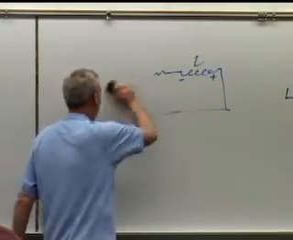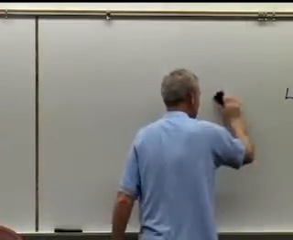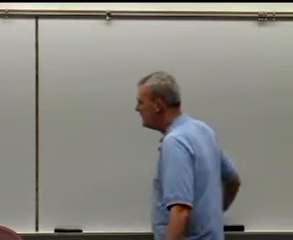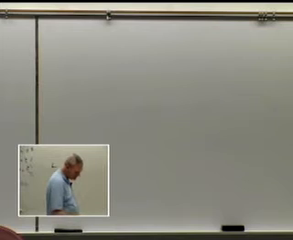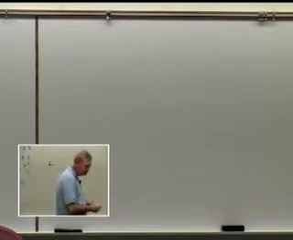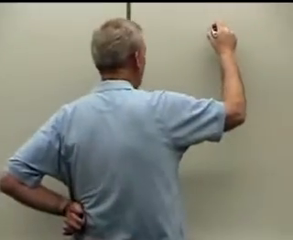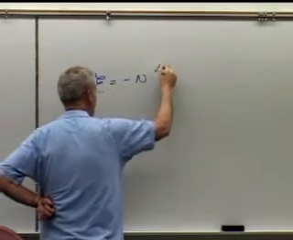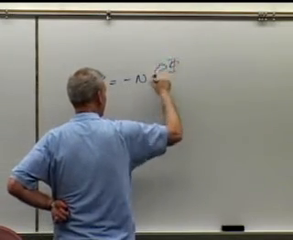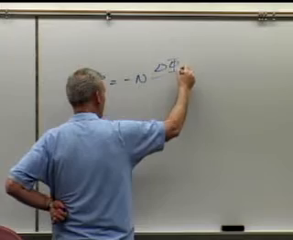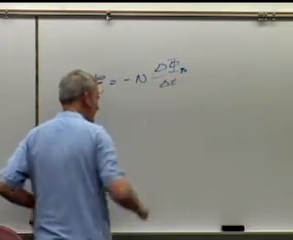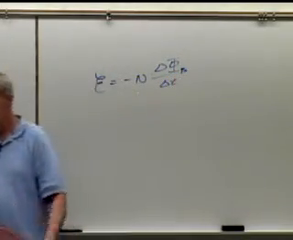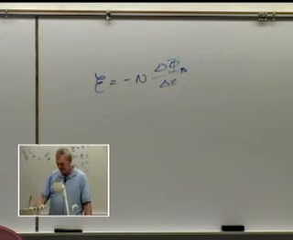Now, let's get back to Faraday's law here. Faraday's law says this, and this is the biggie in the whole chapter: the EMF is equal to minus N times the change in the magnetic flux divided by the change in time. Change in magnetic flux divided by the change in time.